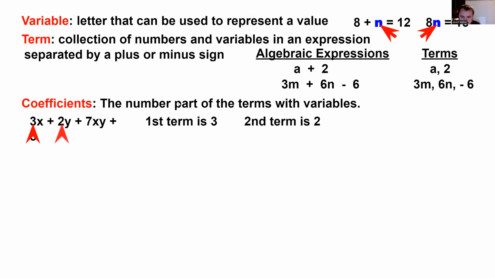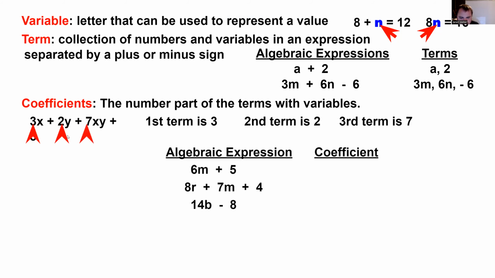I've actually used this for an algebra 2 class, so I don't know how I've missed this after I've used this slide for years. But anyways, the first term is 3x and its coefficient is 3. Second term is 2y, the coefficient is 2. Third term is 7xy, the coefficient is 7. And then the last term is 5, and it's just a 5. There's no variable in that one.